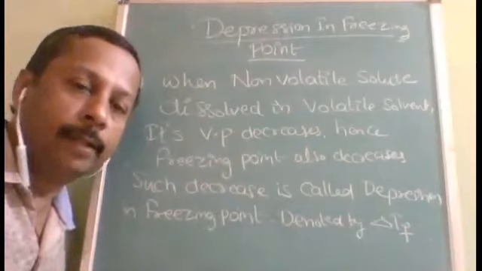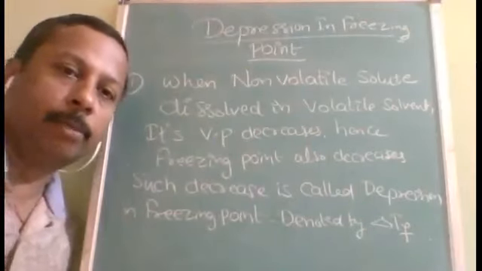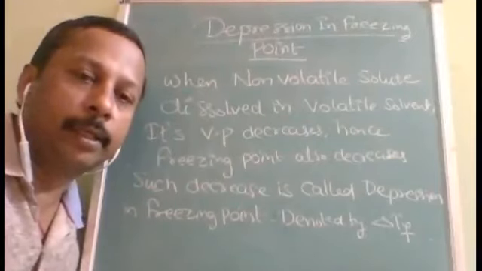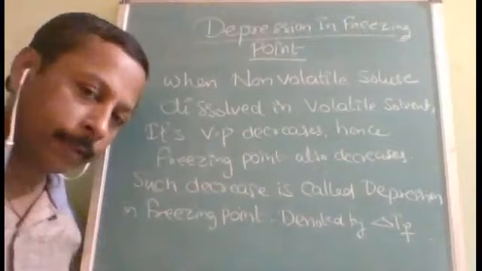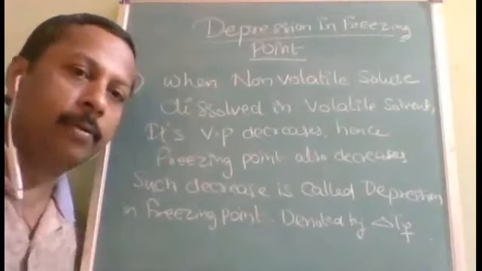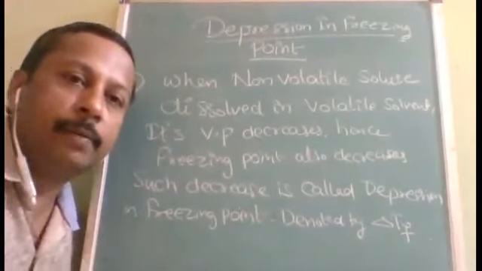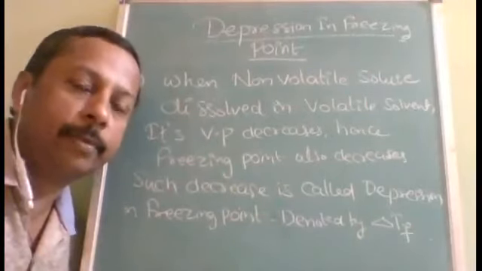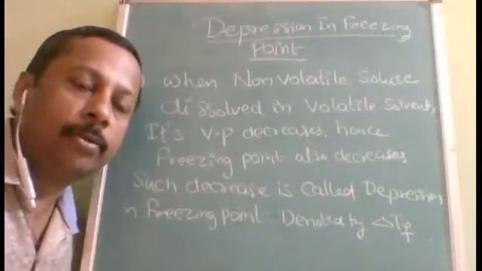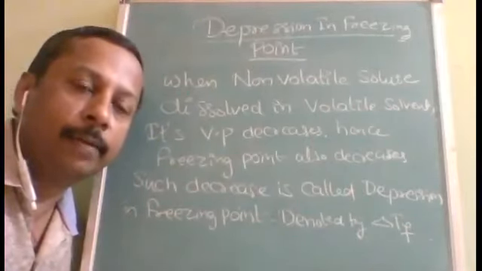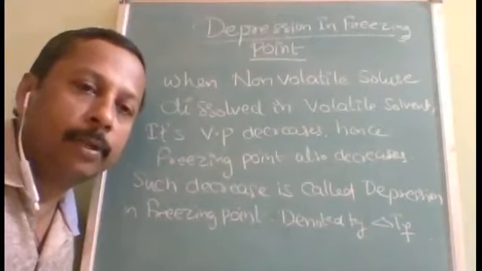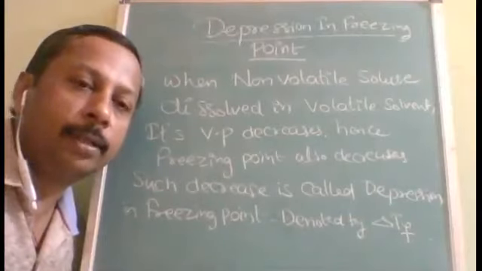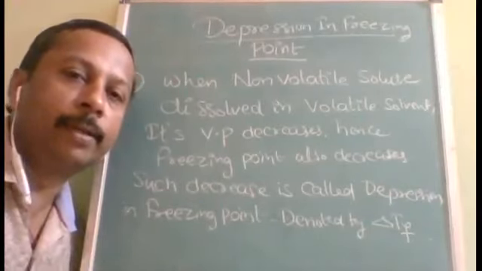As I told you in the very beginning lecture of the colligative properties, all the three colligative properties are interrelated. What are the three colligative properties? The first one is relative lowering of vapor pressure, the second one is elevation in boiling point, and the third one we are going to study is depression in freezing point. I told you it will take more time for relative lowering of vapor pressure, somewhat less time for the elevation in boiling point, and very little time for the depression in freezing point.